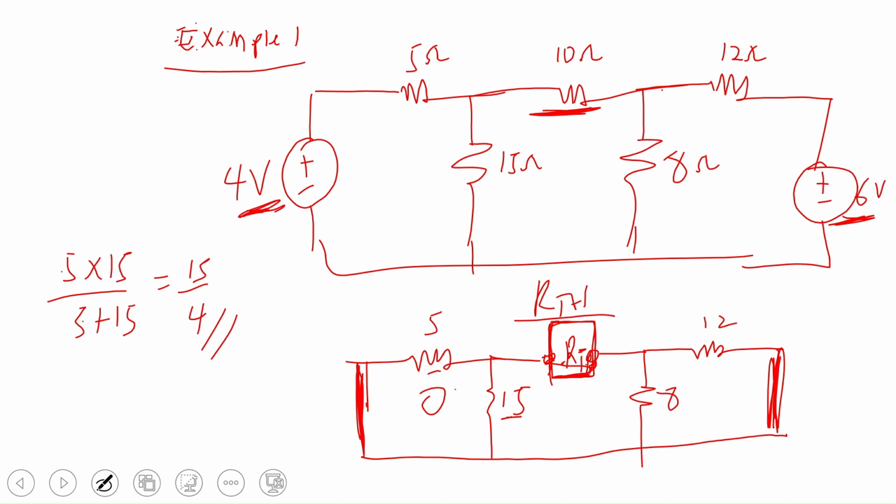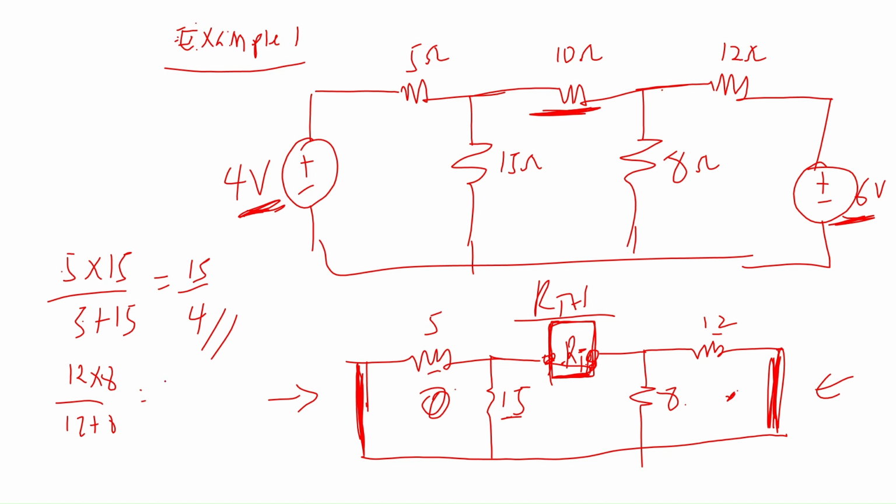Then, if you remember when you are studying total resistance, I always say start from the ends of the circuit, right? So I started from this end. I want to start from this end then. So what is 12 and 8? 12 and 8 are in parallel. 12 times 8 over 12 plus 8. And that gives me 24 over 5.